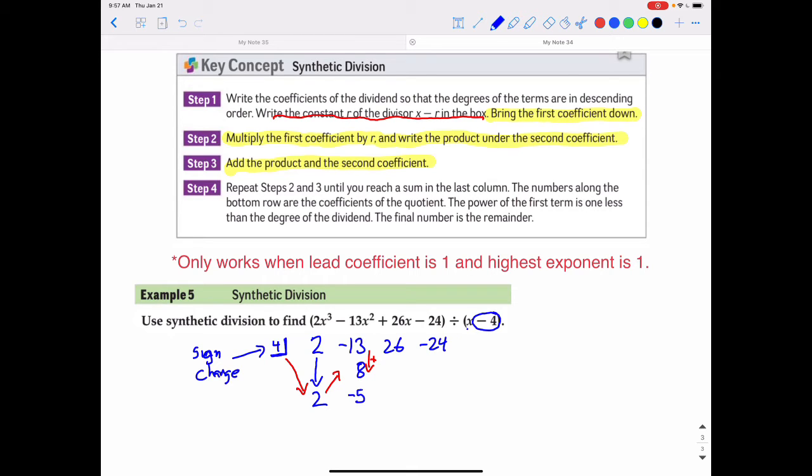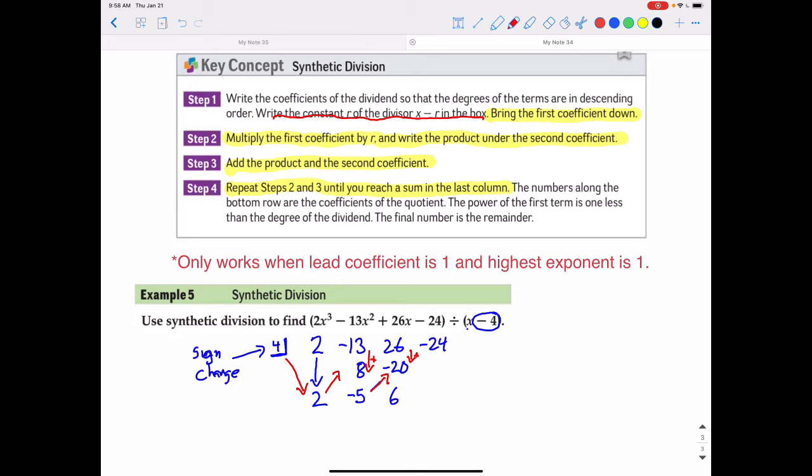The final step says repeat steps 2 and 3 until you reach a sum in the last column. So we're going to continue that same pattern. We're going to multiply the number inside the box times whatever we have on the bottom row, and then place that answer in the next column. So 4 times negative 5 is negative 20. We'll place that answer right here, and then add these two numbers together and place that in the next column. So 26 plus negative 20 is positive 6.